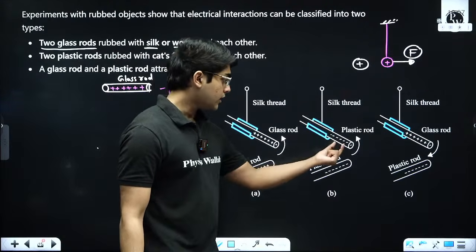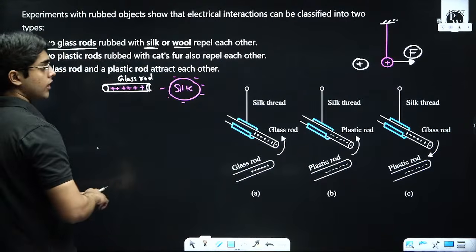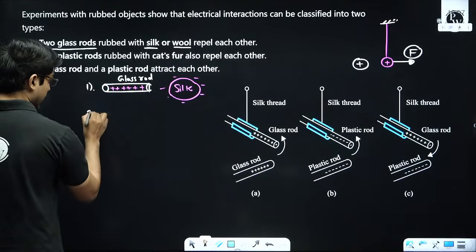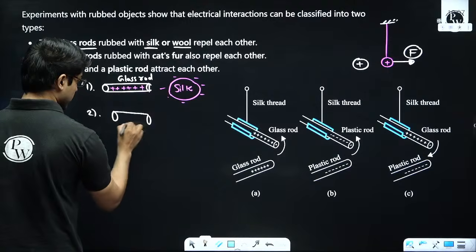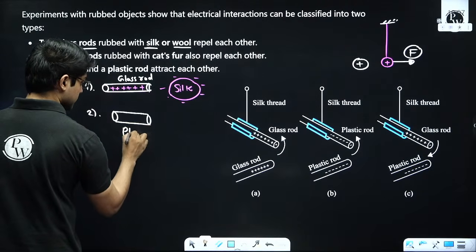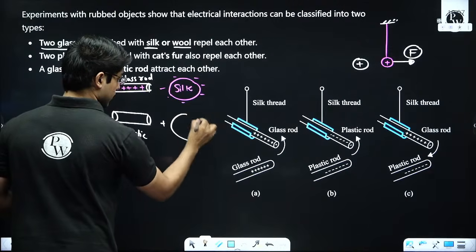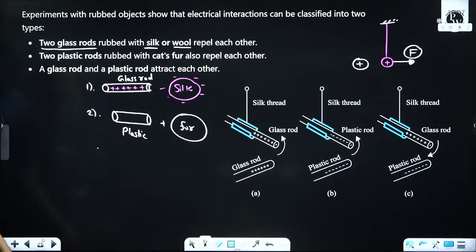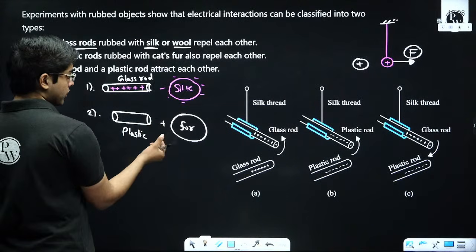Then the second experiment is a plastic rod with a cat fur. So this is the first experiment that is mentioned, and in the second experiment we have been given a plastic rod that is rubbed with fur, like cat fur. It's mentioned as cat fur in NCERT. In this case, actually the opposite is what is happening.